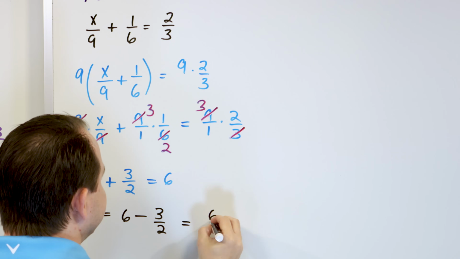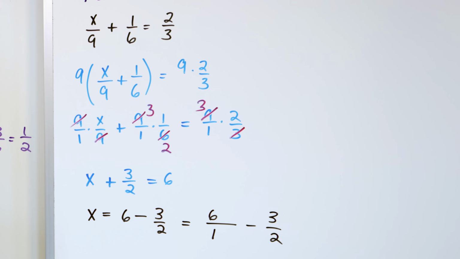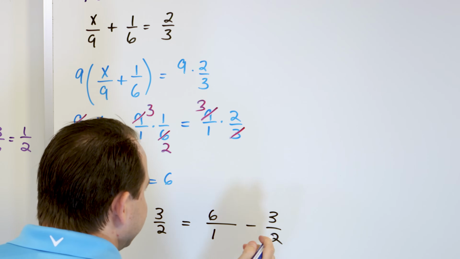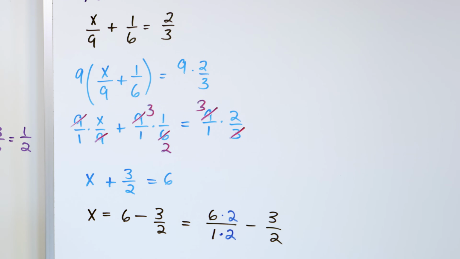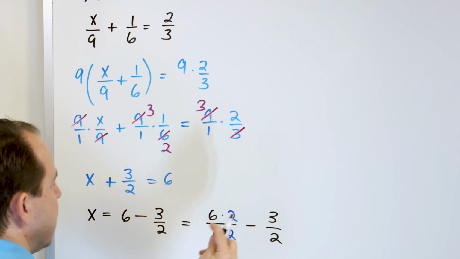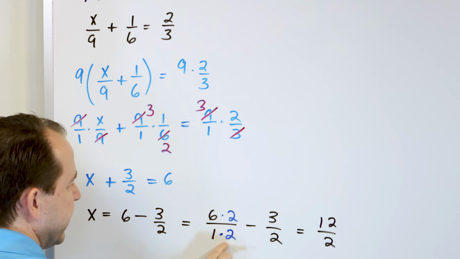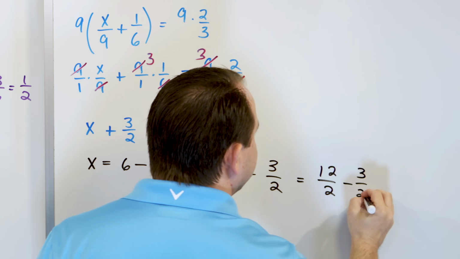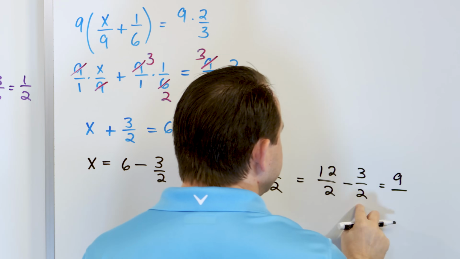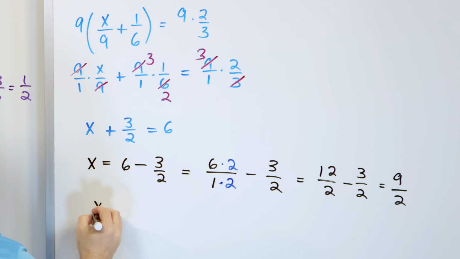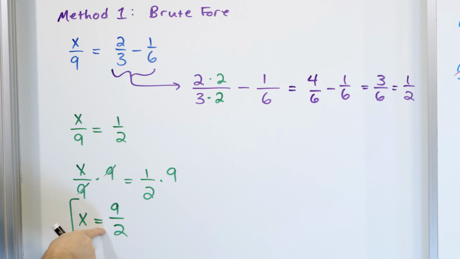What I will do is I'll say 6 over 1, and I have 3 halves here. So then I want to get a common denominator, right? So I'm going to use 2 as a common denominator, multiply by 2, multiply by 2. So then what's going to happen is I'm going to have 6 times 2 is 12 over 2 on the bottom, minus 3 halves, right? 12 minus 3 is 9, and on the bottom you have 9 halves. So what we found is that x is equal to 9 halves. 9 halves is the answer. That's exactly what we got the other way.